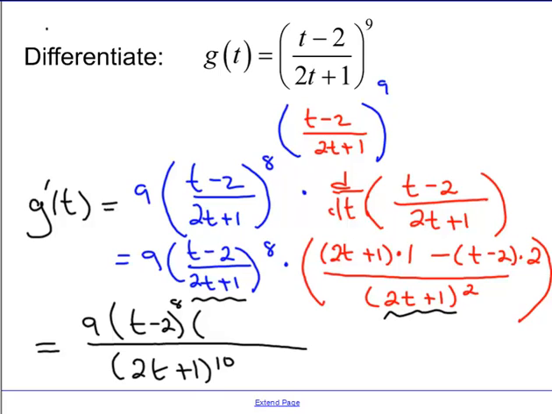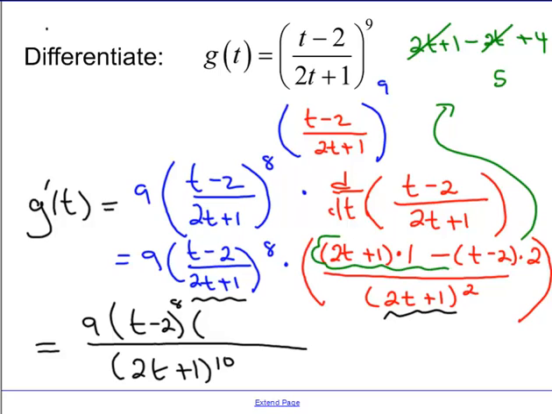So what I'm actually going to do is I'm just going to do it on the side so that I don't have to keep rewriting all this other stuff. So on the top, we have 2t plus 1 minus (2t plus 4). And the 2t and negative 2t will cancel and we'll just get a 5. So all of this will simplify to a 5.